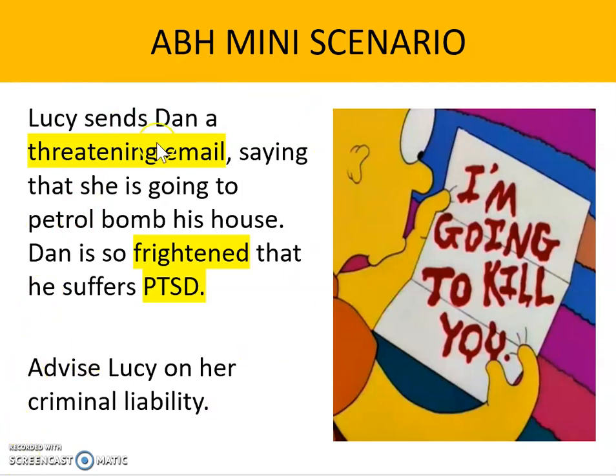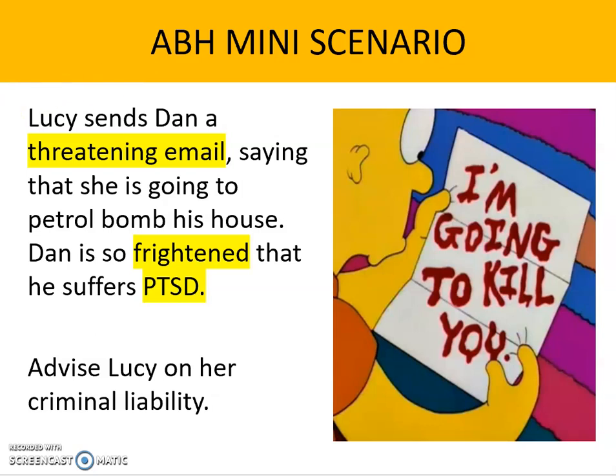This is the little example or mini scenario, I'm calling it, that we're going to look at today. And you can see here that this is a lot shorter than the length of scenarios that you're going to get in the real exam. However, the technique that we're going to use, the IDEA framework, which I'm going to talk you through, is exactly the same no matter what the length of your scenario is.